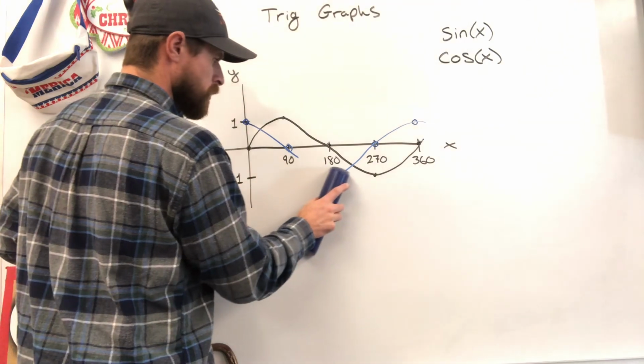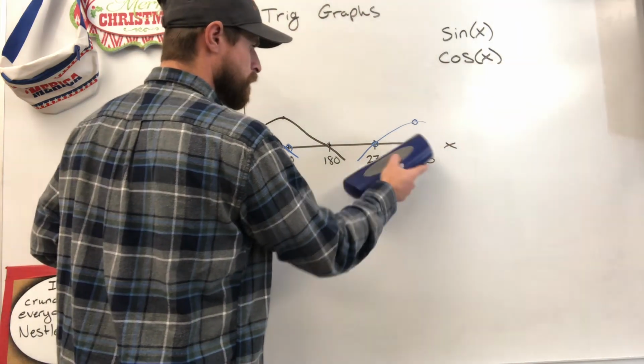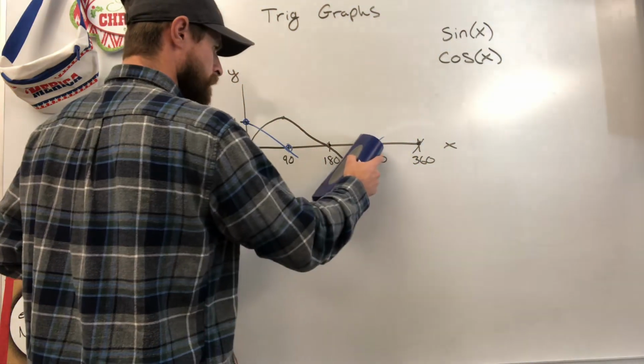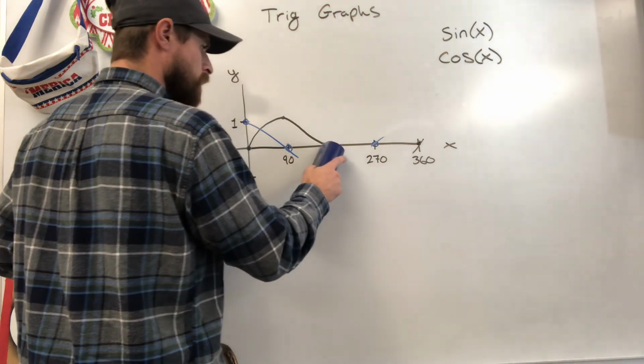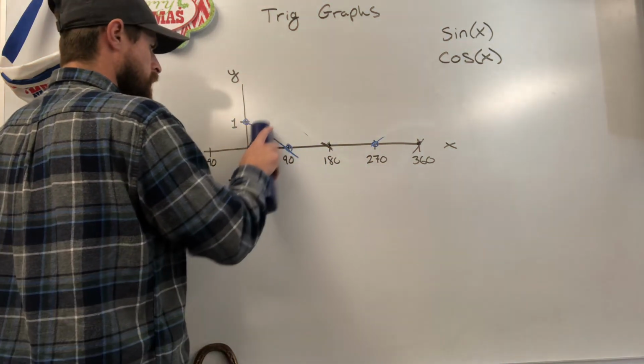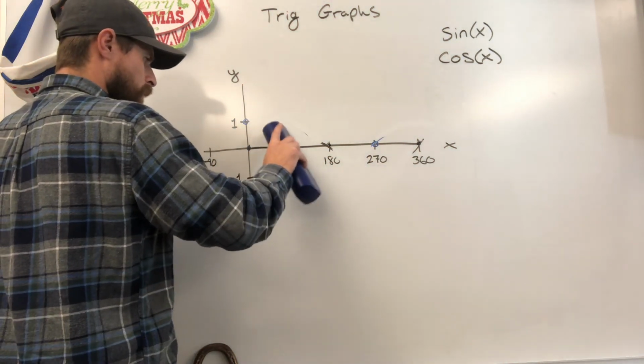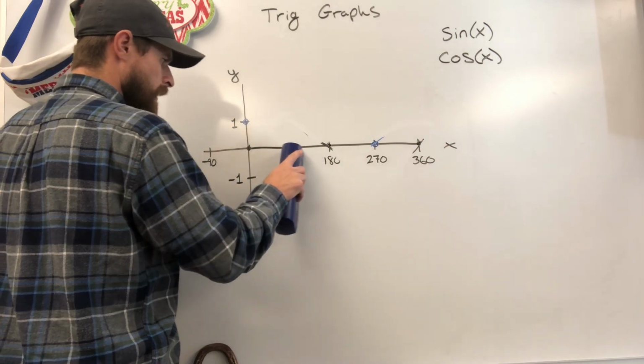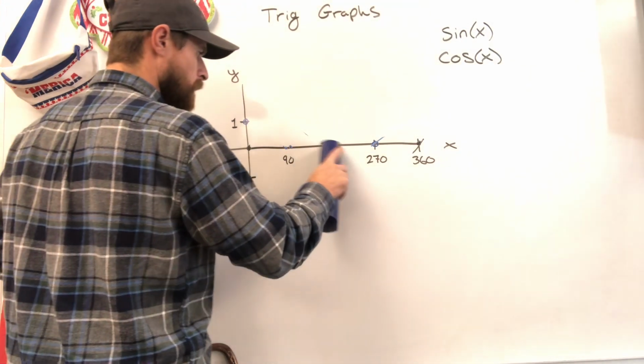So I'm going to erase the blue and the black lines that I just drew, or graphs I should say, and then we're going to go over tangent. I'll just clean this up a little bit for you. And again, tangent is something you're going to want to memorize.